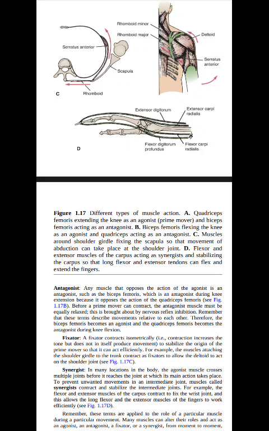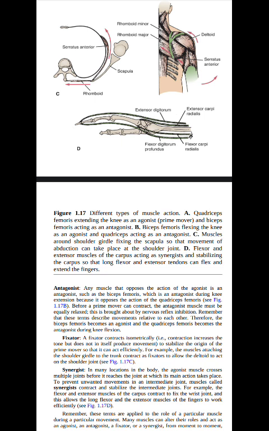Antagonist: any muscle that opposes the action of the agonist is an antagonist, such as the biceps femoris, which is an antagonist during knee extension because it opposes the action of the quadriceps femoris. Before a prime mover can contract, the antagonist muscle must be equally relaxed.